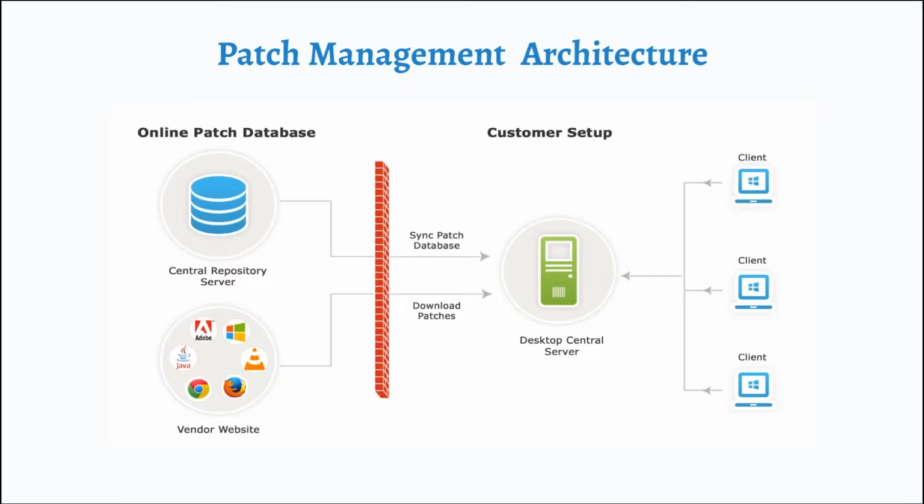Then it will be published to the Central Patch Repository. Desktop Central Server subscribes to the Central Patch Repository to periodically download the vulnerability database. Once this process is done, the client machines should be scanned to identify the missing patches. After identifying the missing patches, Desktop Central Server directly downloads the required patches from the vendor site.